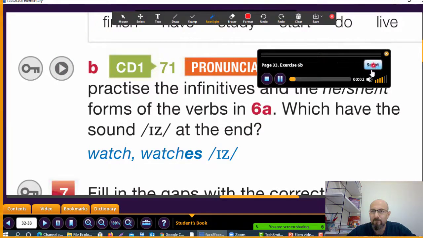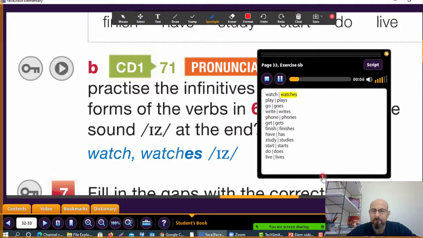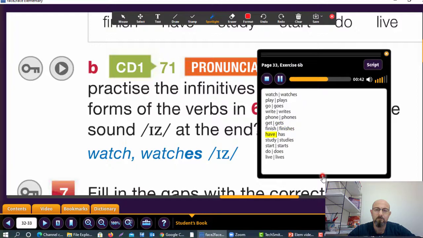Track 71. Watch, watches. Play, plays. Go, goes. Write, writes. Phone, phones. Get, gets. Finish, finishes. Have, has. Study, studies. Start, starts. Do, does. Live, lives.